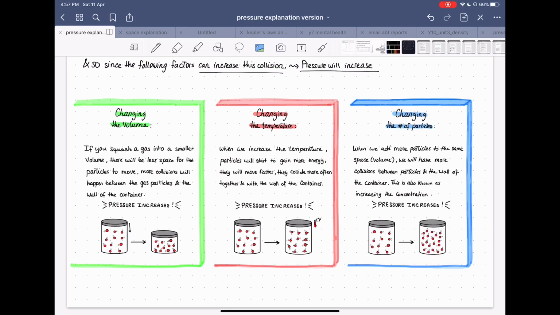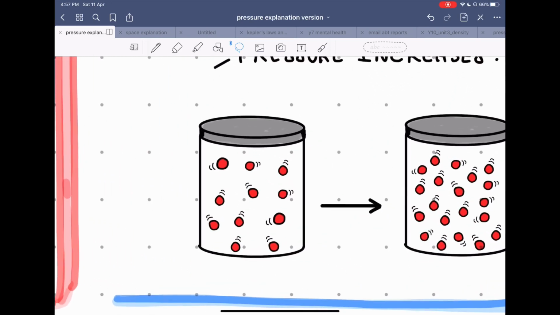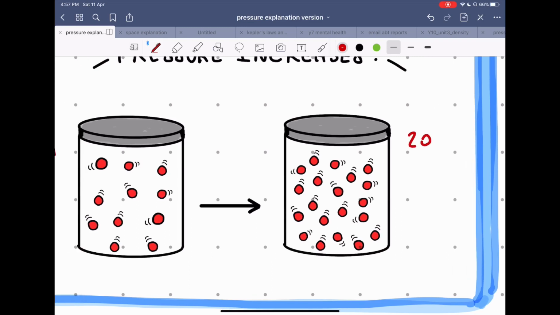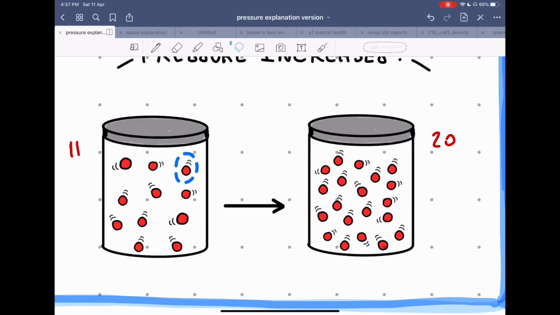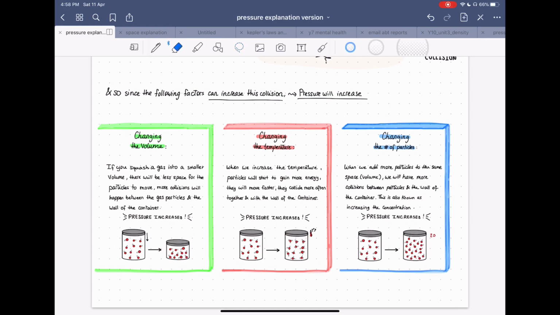The third factor affecting the pressure or the collision is changing the number of particles. It's also called the concentration. So when we have 1, 2, 3, 4, 5, 6, 7, 8, 9, 10, 11 particles only in this container, when we increase the number to, I don't know, maybe 20 particles, then the chance of each particle to collide with a nearby particle or with the wall of the container increases. So here, the particle will take less time to collide with the particle nearby or with the wall of the container, and hence this will increase the bumping, and so the pressure will also increase. And these are the three factors affecting the pressure in a gas.